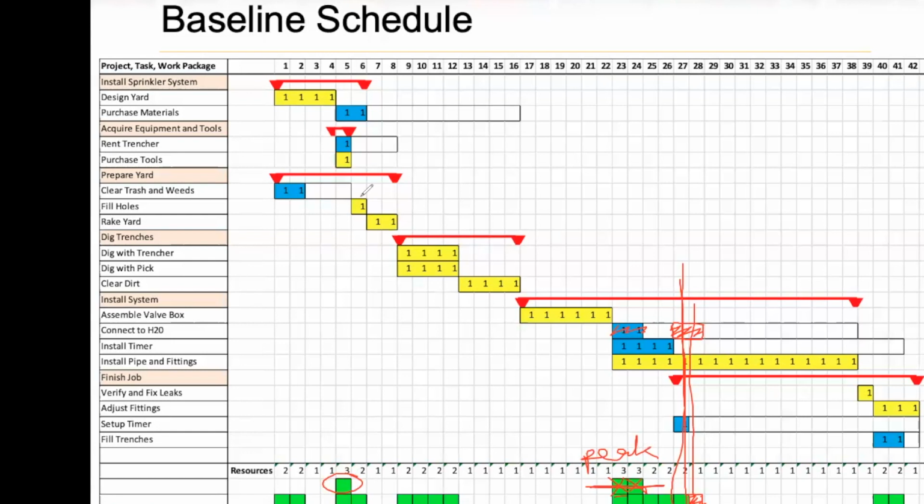Why do I, for example, this one? Can I move this or this anywhere? Instead of this, let's move, fill the holes and rake the yard. And you will say, no, sir, no, ma'am, we can't move it because then it's going to delay the project. If you are okay with it, we can move it because there are activities on the critical path that we can do.